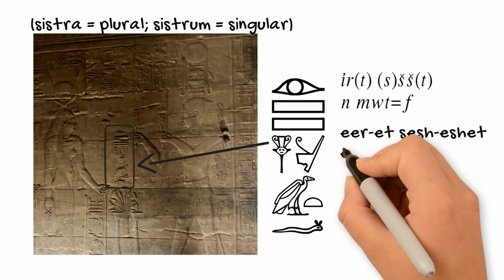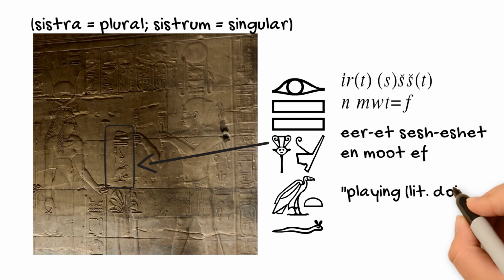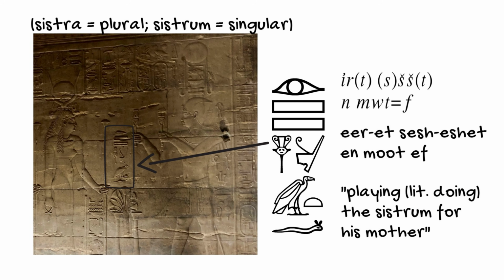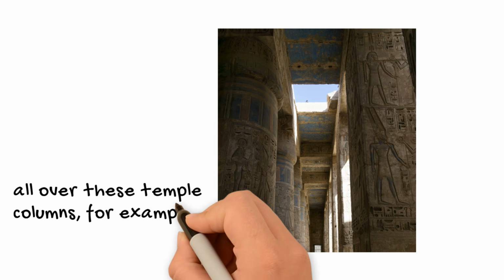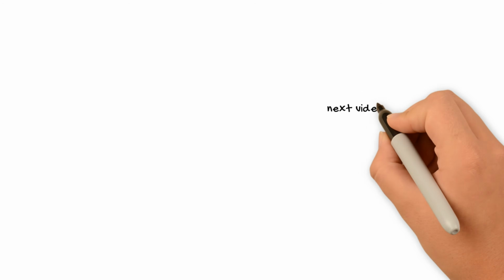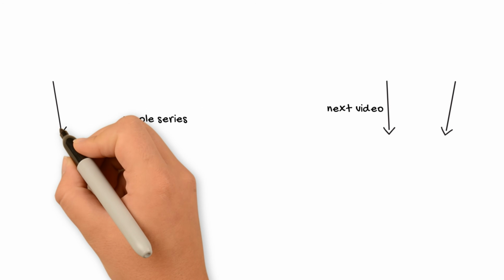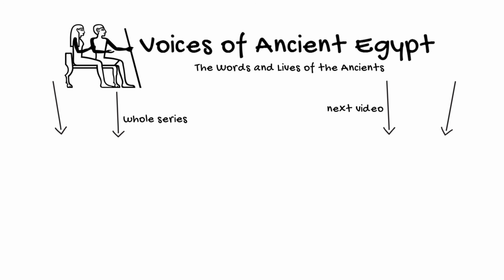Now, more literally, you might translate this as doing rather than playing, but clearly when it comes to an instrument, if you're doing the instrument in English, we would say playing. So it makes more sense to translate it as playing the sistrum for his mother. So this is one, of course, that you will see in lots of captions like this of kings doing things for gods. And in the next video, we'll see another way that we can use this same hieroglyph combined with another 2 hieroglyphs, or 3 actually, in the king's titulary, and I'll see you there.